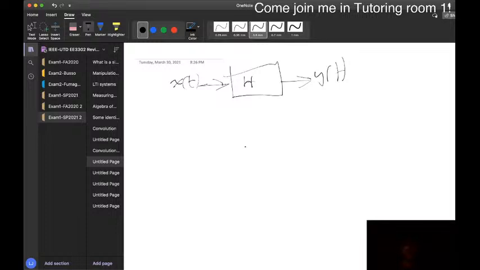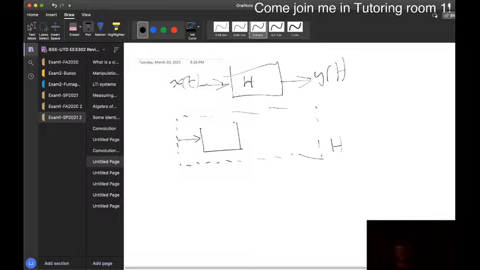And then this h is going to be defined as, I'm going to draw it like this. This is talking about the internals of h. So h is going to be, say, the derivative in time, and then we're going to multiply it by a sinc of t. And then we get our output. So this is y.